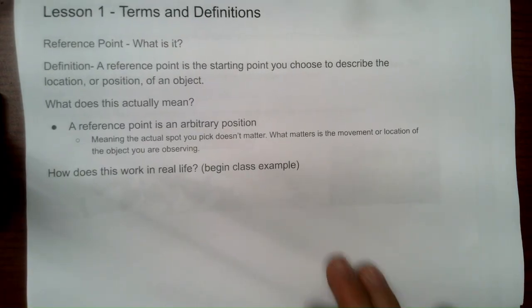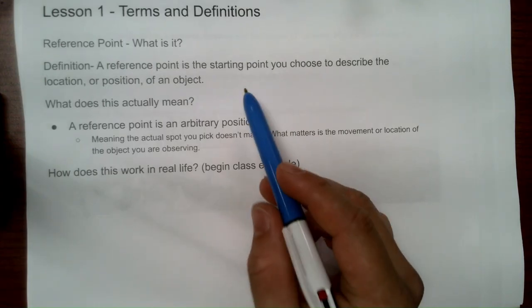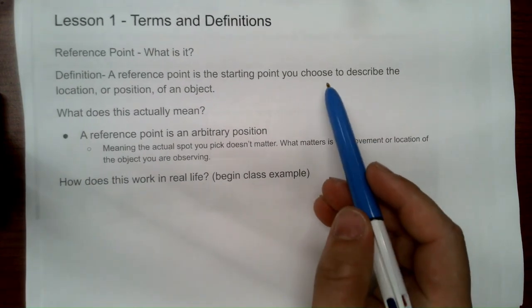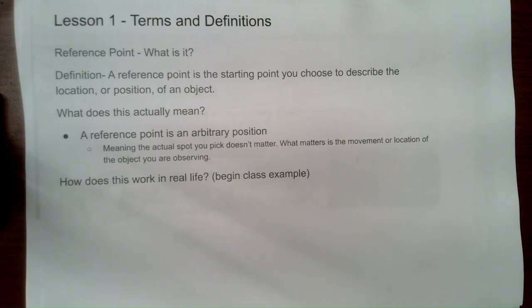So, what is a reference point? A reference point is the starting point you choose to describe the location or position of an object. Now, what does this actually mean? A reference point is an arbitrary position, meaning that the actual spot you pick doesn't matter. What matters is the movement or location of the object in relation to the point you pick.